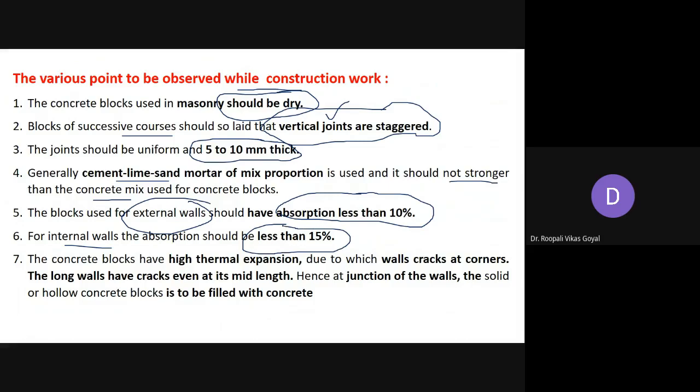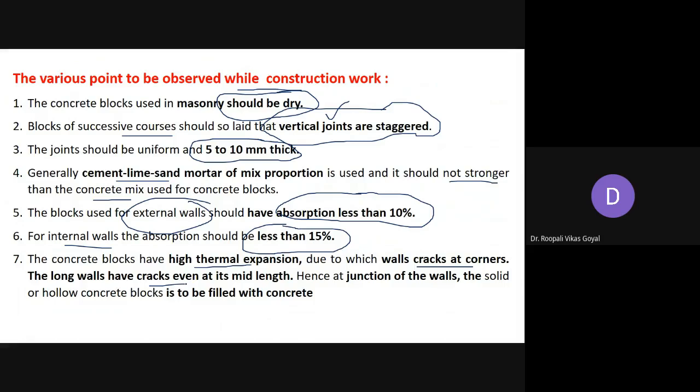Now it is observed that these concrete blocks have high thermal expansion, meaning if the temperature increases, they will expand, and due to which there would be cracks which are generally observed at the corners. So generally in a long wall it is observed that these cracks may even extend up to the mid length due to this thermal expansion.